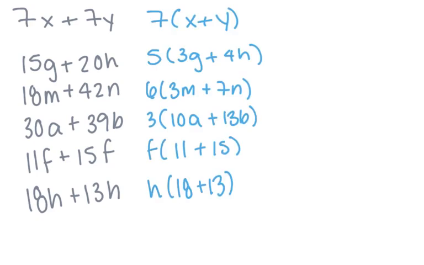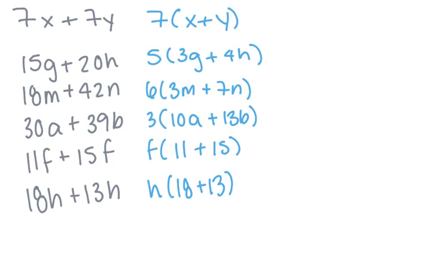So 7 parentheses x plus y, 5 parentheses 3g plus 4h, 6 parentheses 3m plus 7n, 3 parentheses 10a plus 13b, f parentheses 11 plus 15, h parentheses 18 plus 13. Did you get them right? Oh, you got them all right. Oh, you're so smart. You're so smart.